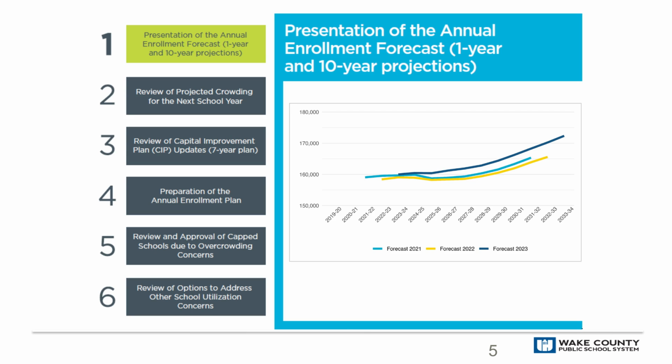Following these updates, our board will receive information from our facilities design and construction team related to the Capital Improvement Plan, also known as the CIP. This informs us as to which new schools are on schedule to open for the 2025-26 school year, along with any major renovation projects that may be underway. Once this information is clarified, we will then prepare the annual enrollment plan. Let's take a brief look at the annual enrollment forecast.